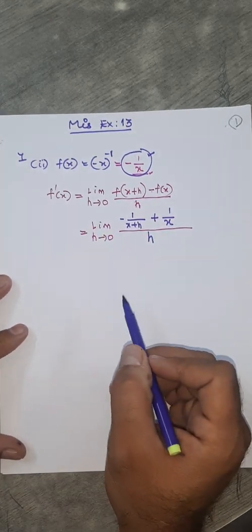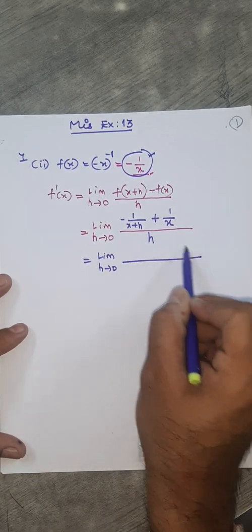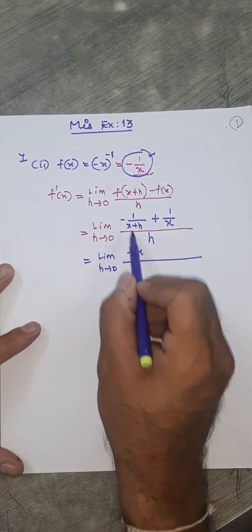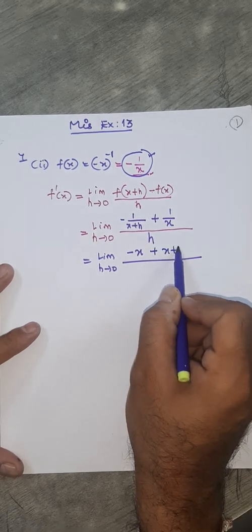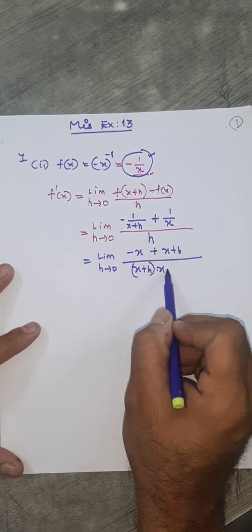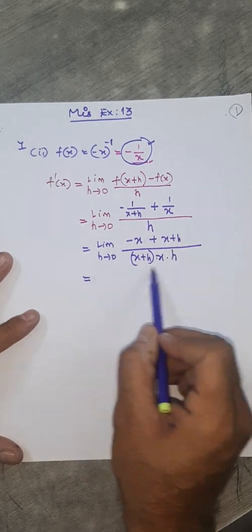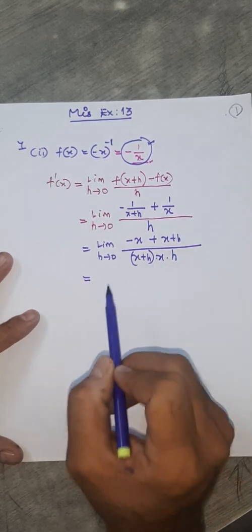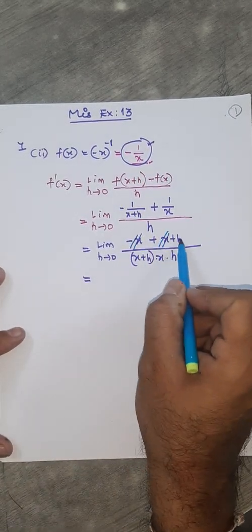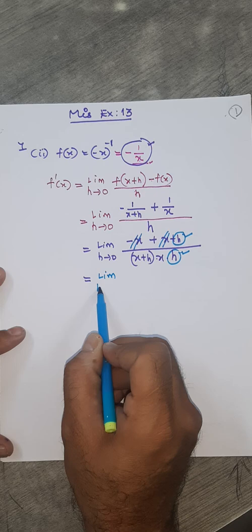Now we just simplify. So you have limit h tends to 0. Do the cross multiplication here. So this is minus x plus h upon x plus h into x into h. You know, this is polynomial upon polynomial. H minus 0 should get cancelled, so it will get cancelled very easily. You can see this x will get cancelled. Then this h and this h will get cancelled. So we are left with just this much.